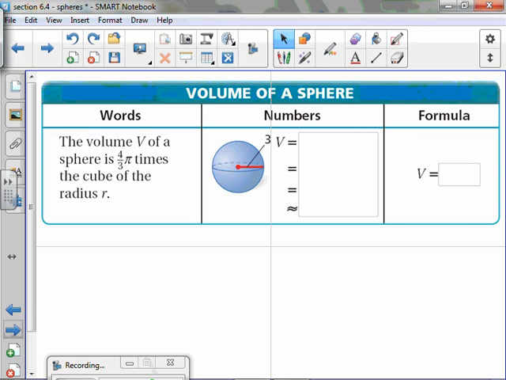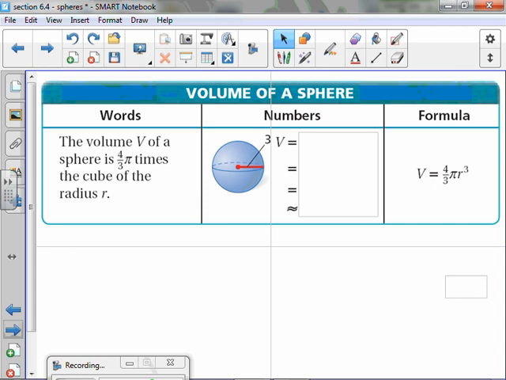Okay, now let's talk about the volume of a sphere. The volume of a sphere is 4/3 pi the cube of the radius, r. What does that mean? Well, let's look at the formula for the volume, and that might be a little bit easier. The volume is equal to 4/3 times pi times the radius cubed.